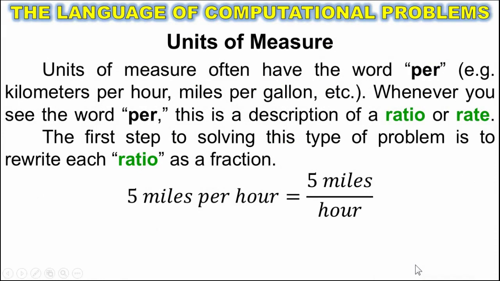Units of measure often have the word per. For example, kilometers per hour, miles per gallon, etc. Whenever you see the word per, this is a description of a ratio or rate. The first step to solving this type of problem is to rewrite its ratio as a fraction. For example, 5 miles per hour is 5 miles all over 1 hour.